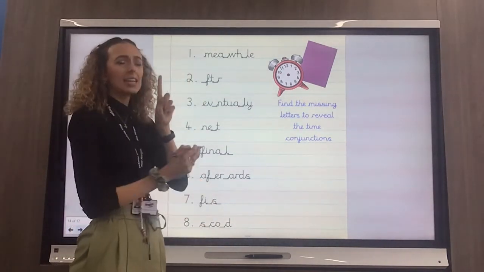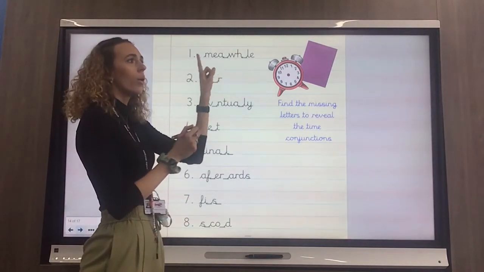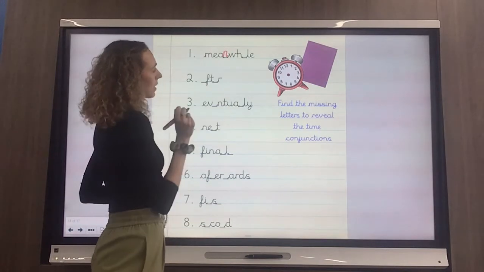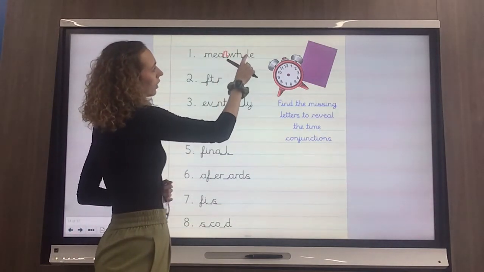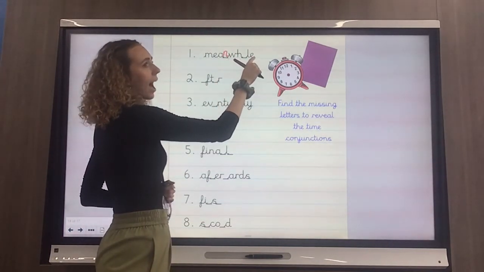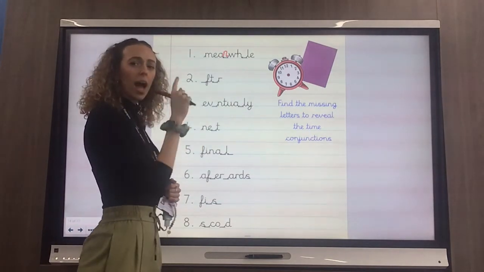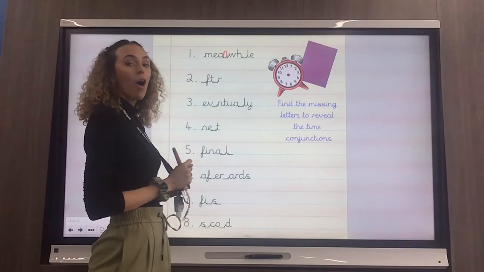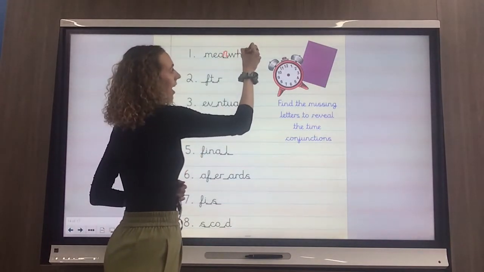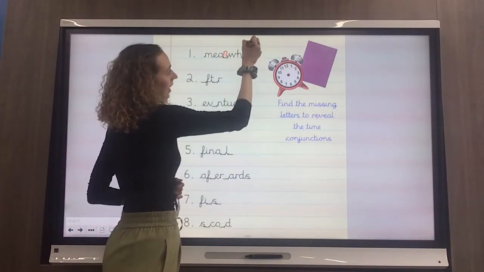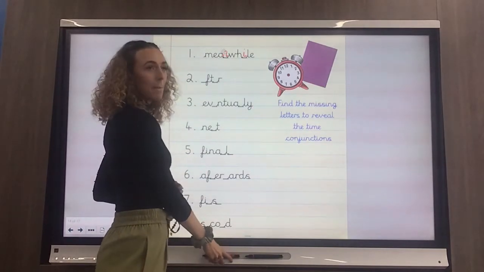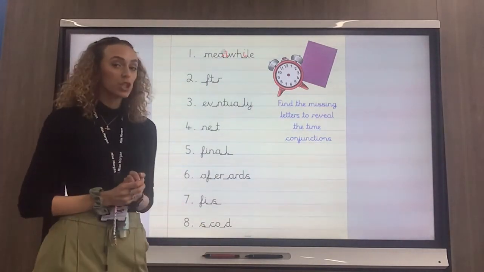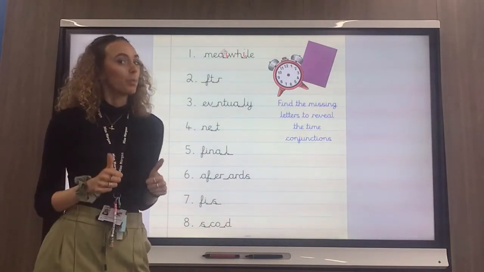So I know I spell meanwhile. It's got an I sound in it. So that missing letter must be in there. Will it be a Y, Year 3, because it's making an I sound? No, it will be an I. And is that a time conjunction? Meanwhile? Yes, it is. Okay, so now I will show you how I want it presented in your purple books.